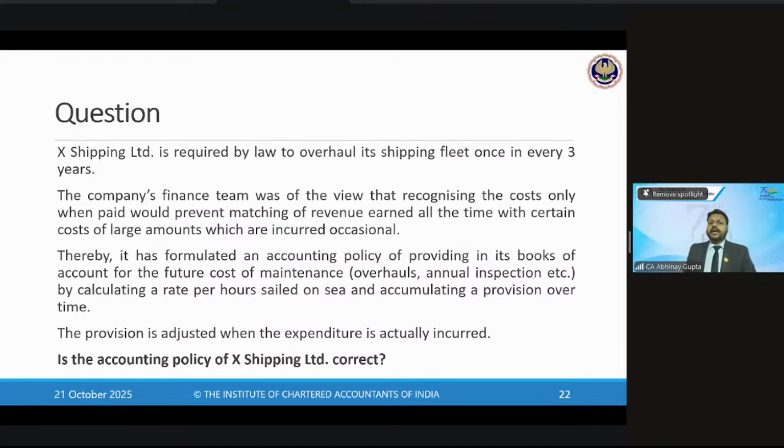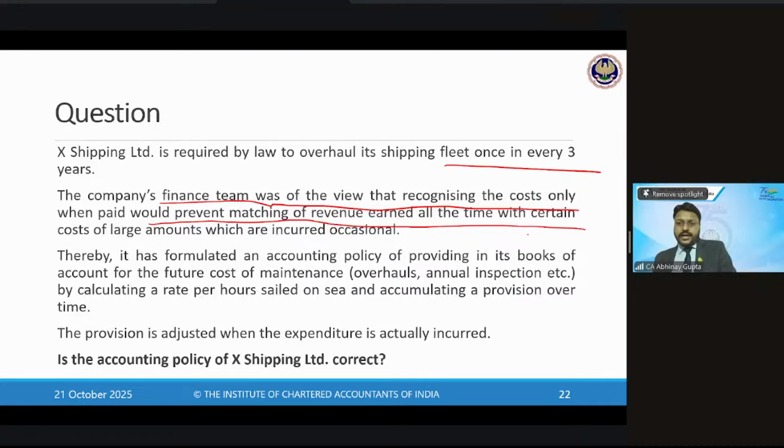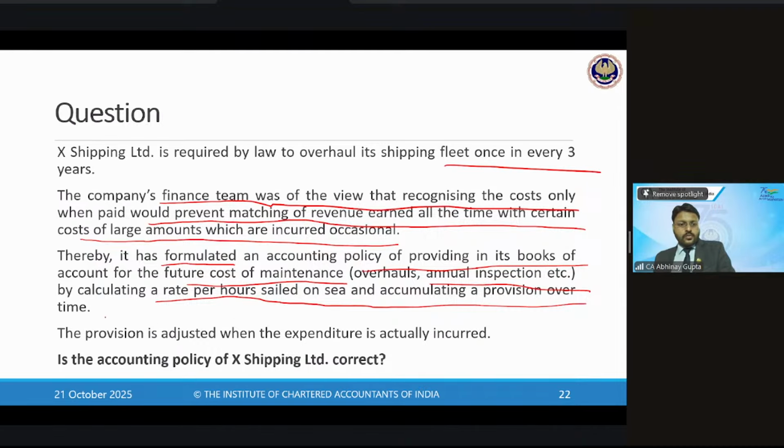Let's do this one. X Limited, a shipping company, is required by law to overhaul its shipping fleet once in every 3 years. The company's finance team was of the view that recognizing the cost only when paid would prevent matching of revenue earned all the time with certain costs of large amounts which are incurred occasionally. Thereby, it has formulated an accounting policy of providing in its books of account for the future cost of maintenance, that is overhaul or annual inspection, etc., by calculating a rate per hour sailed on sea and accumulating a provision over the period of time.